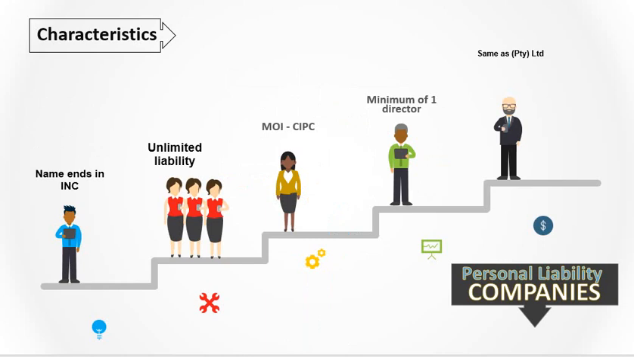The members of a personal liability company have unlimited liability, meaning that they are responsible for all the debts of a business. Just like a private company, they also need to complete a memorandum of incorporation or an MOI, and it is registered at SubC. Similar to the private company, they have a minimum of one director. So there are lots of characteristics that are very similar to that of a private company.